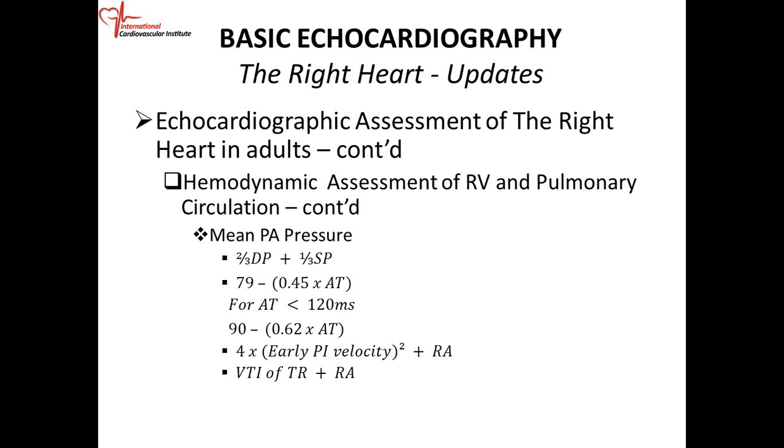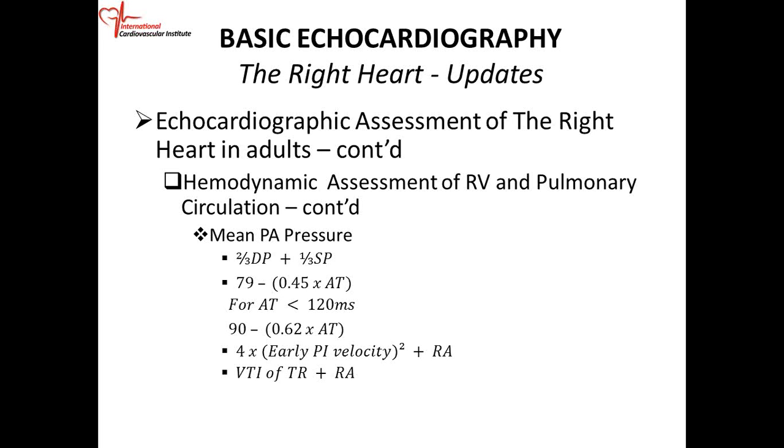You can get your mean PA pressure by using 2/3 of the diastolic pressure and adding to that 1/3 of the systolic pressure. If you determine your pulmonary artery systolic pressure by using your TR jet, and then the diastolic pressure by using the PI jet, you can get the mean PA pressure by getting 2/3 of the diastolic pressure and adding to that 1/3 of the systolic pressure. So the mean PA pressure is 2/3 the diastolic pressure plus 1/3 the systolic pressure, and you'll get the mean PA pressure.